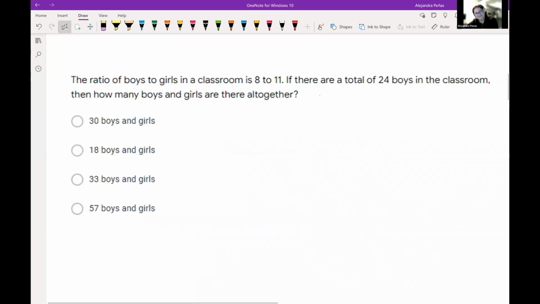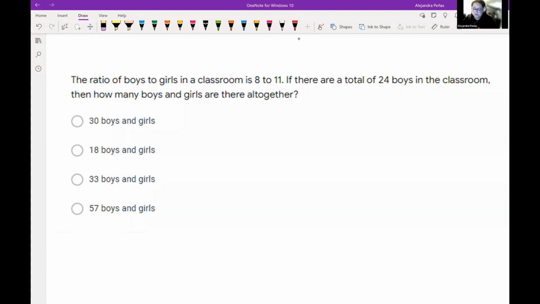Right here. All right, so the ratio of boys to girls in a classroom is 8 to 10. So again, a different representation. In the previous problem, they would have written it like this, right? If there are a total of 24 boys in the classroom, then how many boys and girls are there all together? So in total, right?